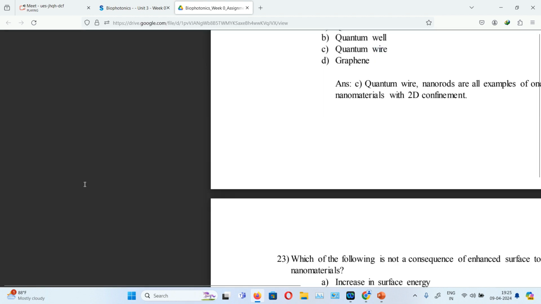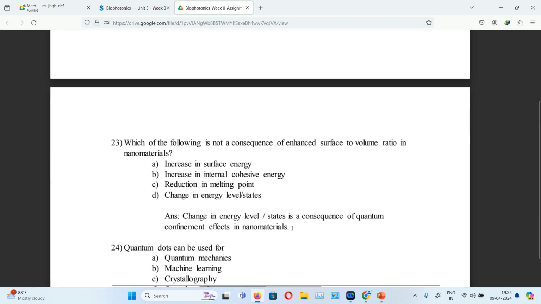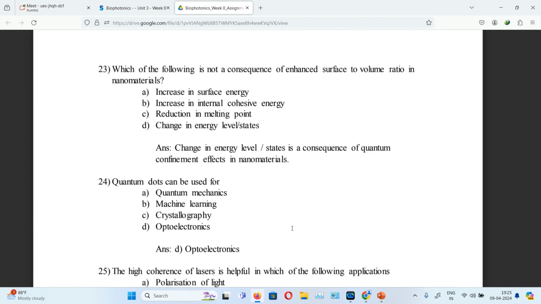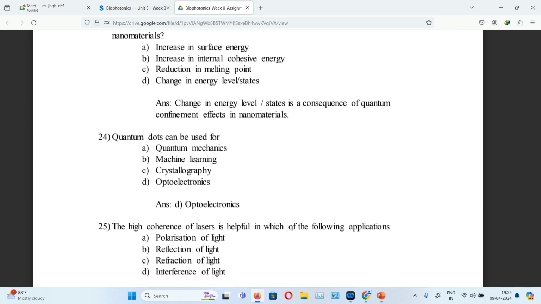Quantum dots can be used for quantum mechanics, machine learning, crystallography, optoelectronics. So, this is like a direct question. The answer is optoelectronics. We can use it in quantum dot based solar cells, quantum dot based light emitting diodes, and different types are there.